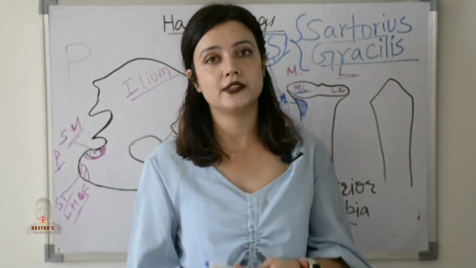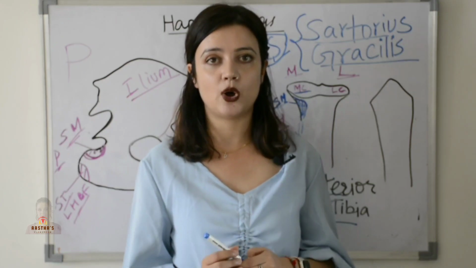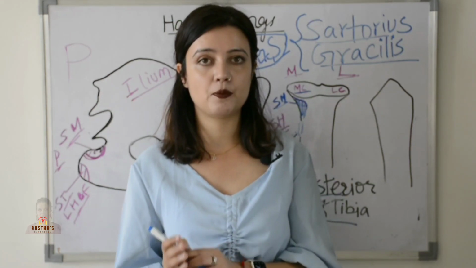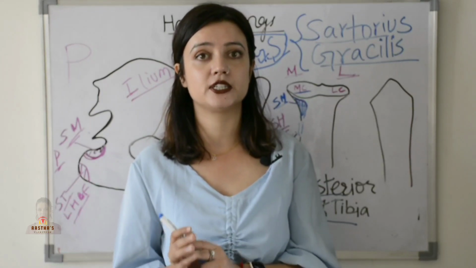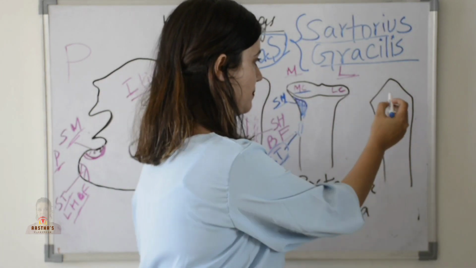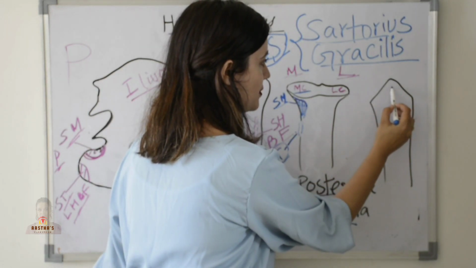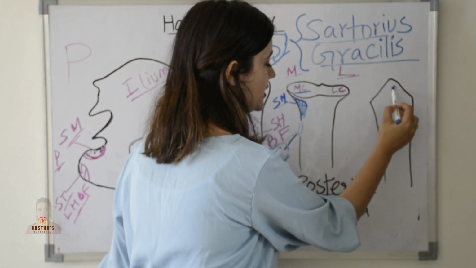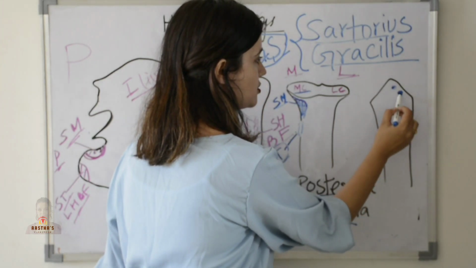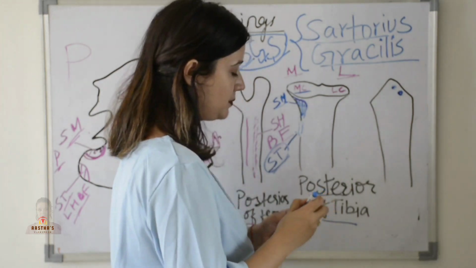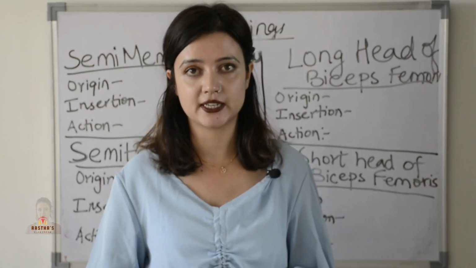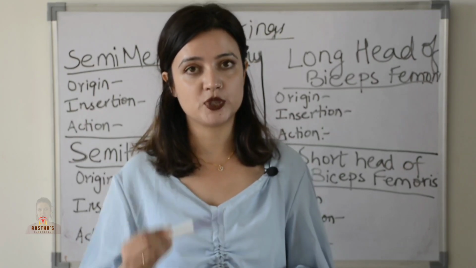So the other muscles left now are the long and short head of biceps femoris, and long and short head of biceps femoris together come and get inserted in fibula. So let's see, in the fibula, this is the head of the fibula and it gets inserted in the head of the fibula. So this is the insertion of long and short head of biceps femoris. Hamstring muscle is supplied by sciatic nerve, which runs in the posterior part of the thigh.